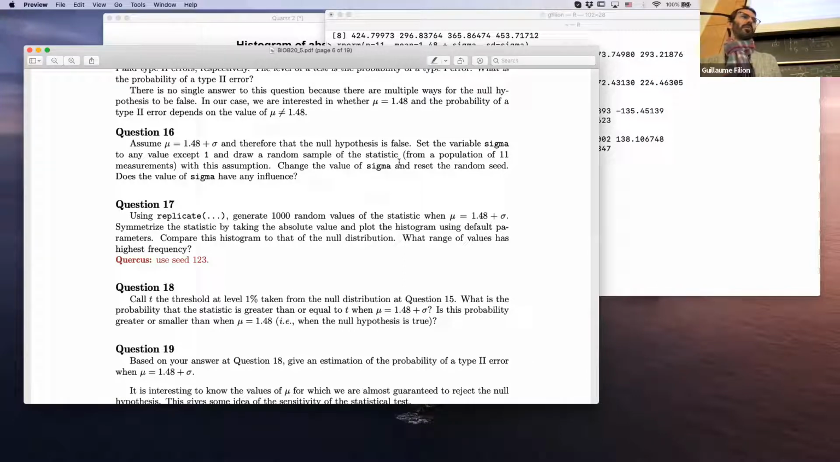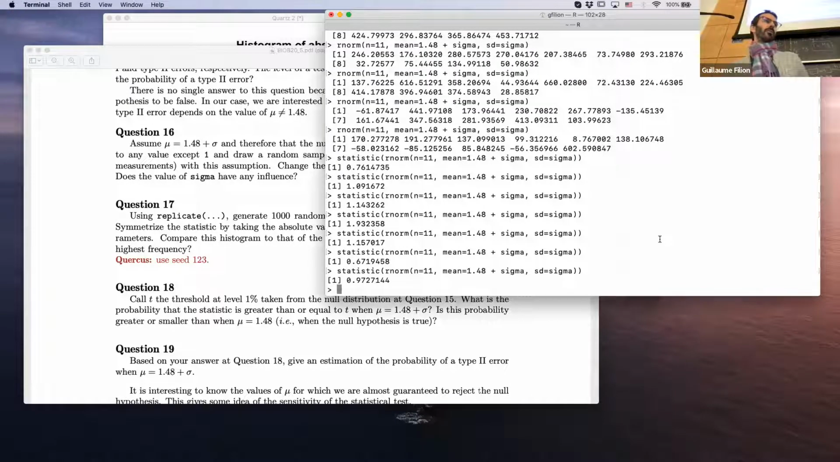So change the value of sigma and reset the random seed. Does the value of sigma have any influence? So here we go. We can, for example, do set seed 1, 2, 3.